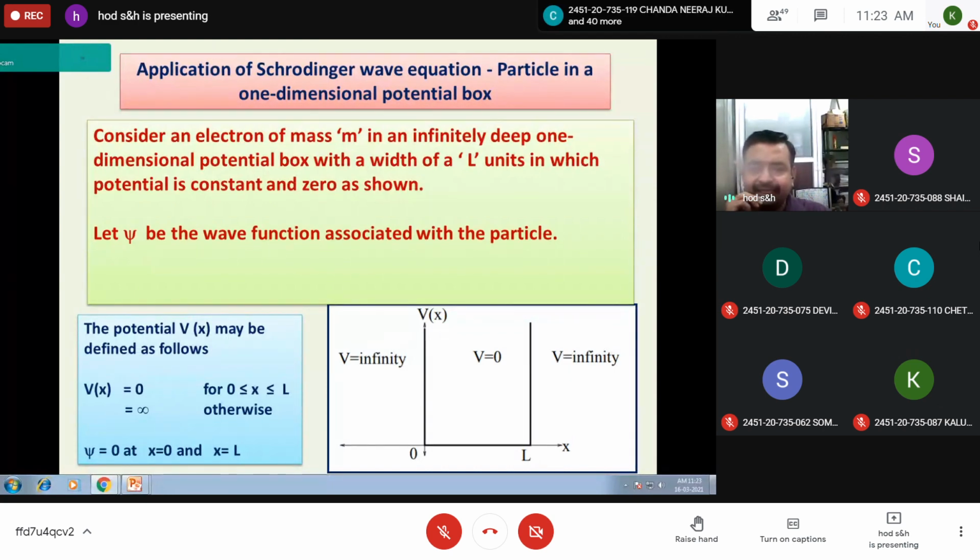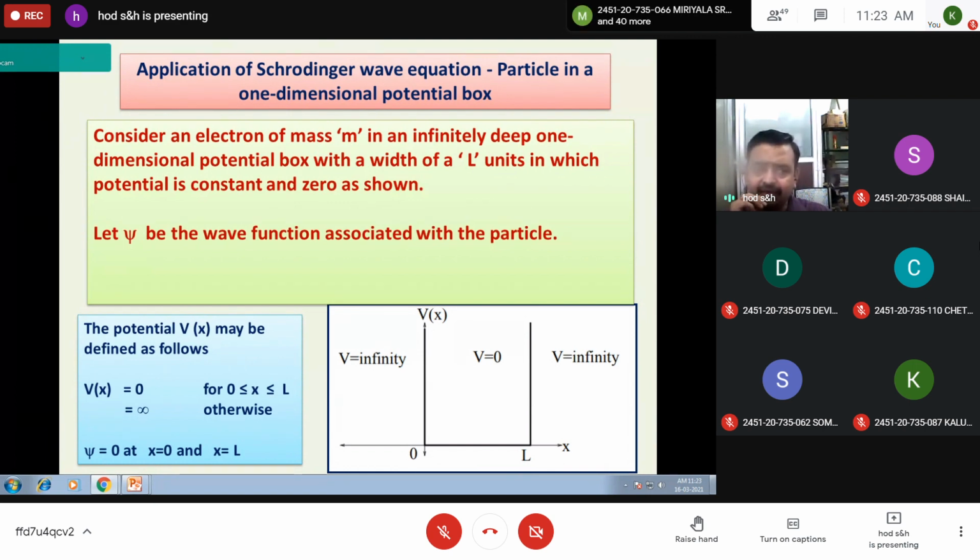So, particle in a one-dimensional potential box is also known as infinite square well potential. It is an application of the Schrodinger time independent wave equation. So, we are using the Schrodinger time independent wave equation. Why should you take this problem? Because by applying the Schrodinger time independent wave equation, we can verify the quantum nature of the particle.